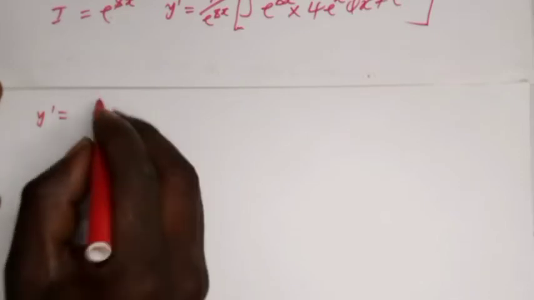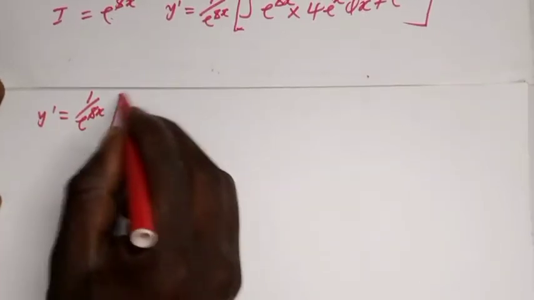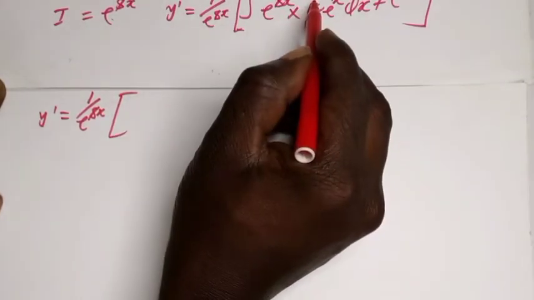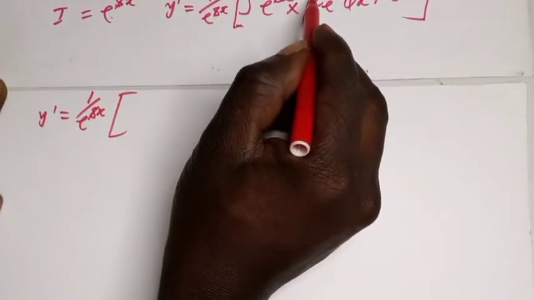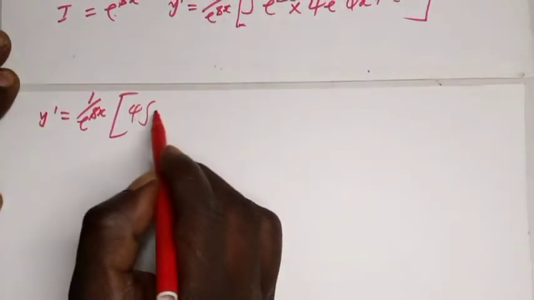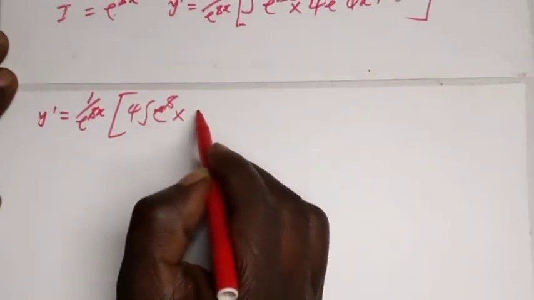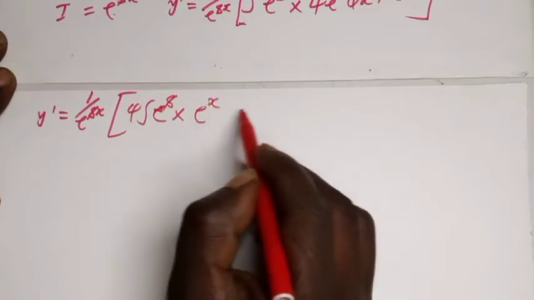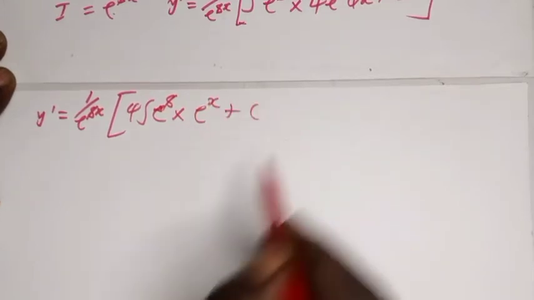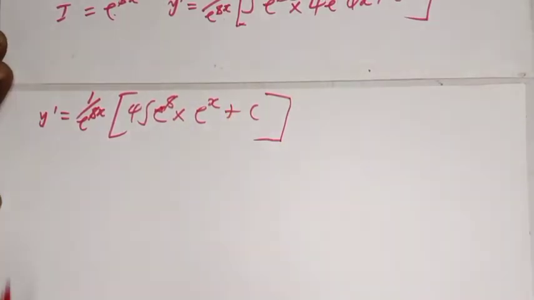So now let's continue with the solution. Here we have y equals 1 over e power 8x, open square brackets. Then we are going to remove this 4, it will come here, so it will be 4 integral e power 8x times e power x plus c, in the close square brackets.